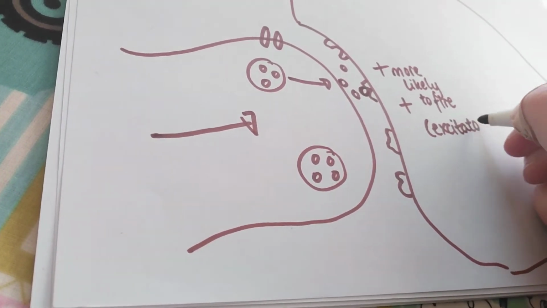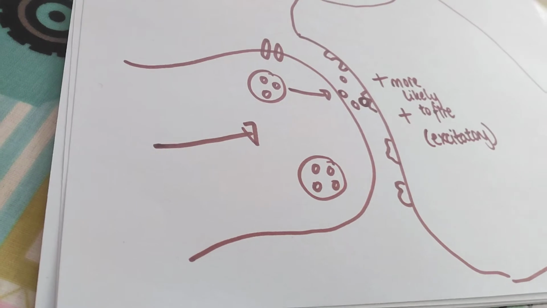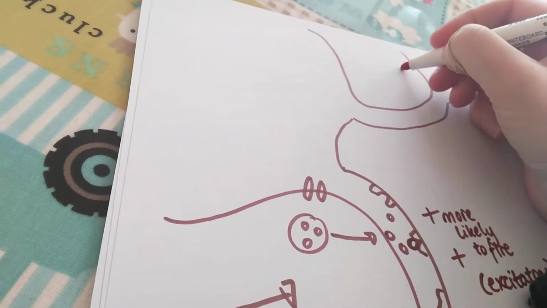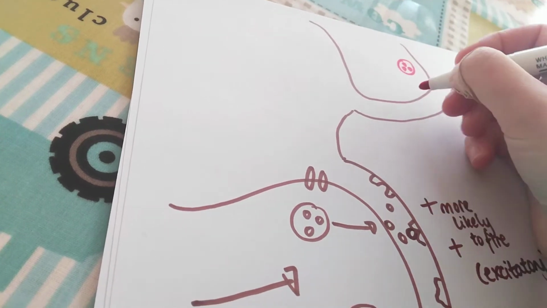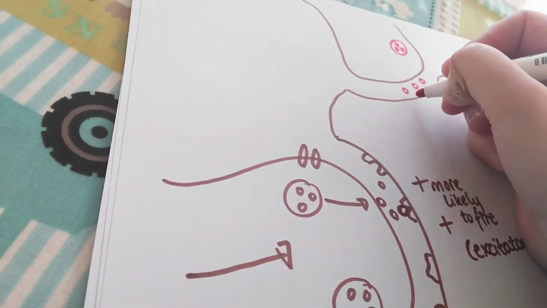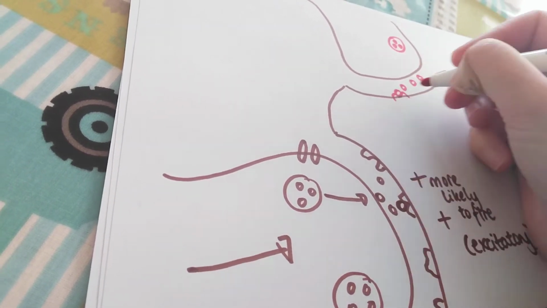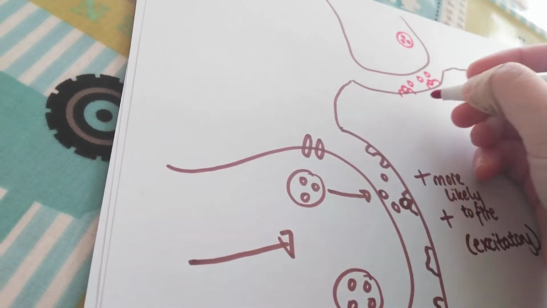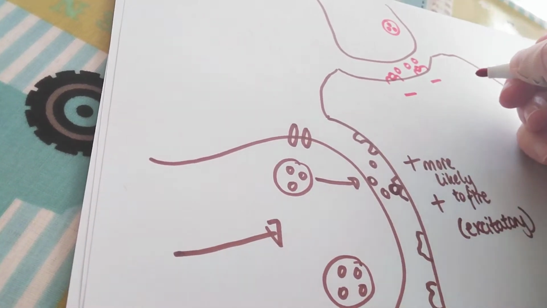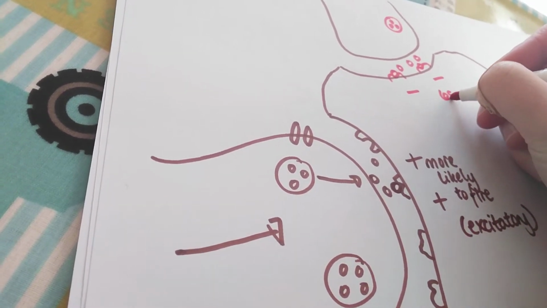If, on the other hand, we have the same process occurring, let's imagine we've got an inhibitory neurotransmitter up here. I'll do that in red so you can see the difference. You've got an inhibitory neurotransmitter also binding with receptors on the surface, and an inhibitory neurotransmitter would make the postsynaptic neuron less likely to fire.